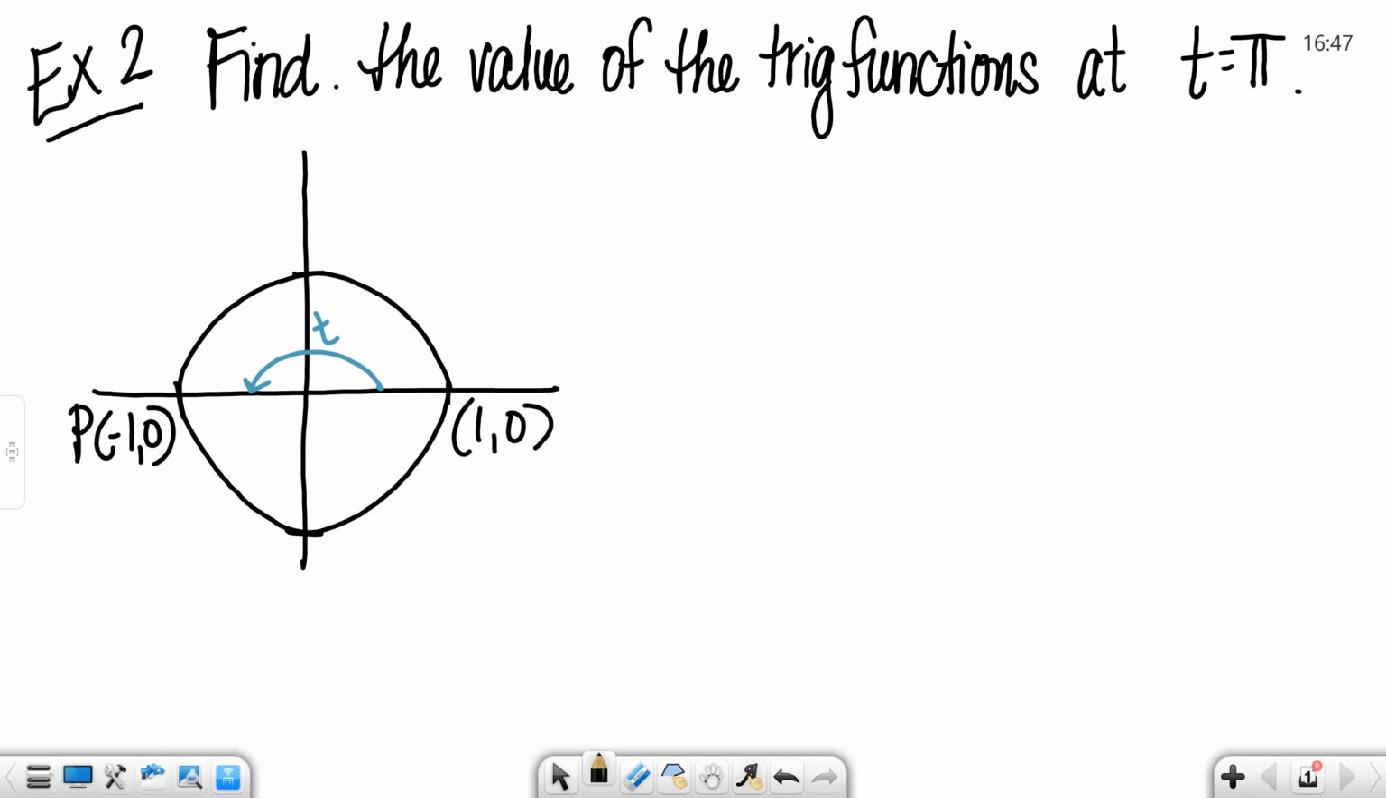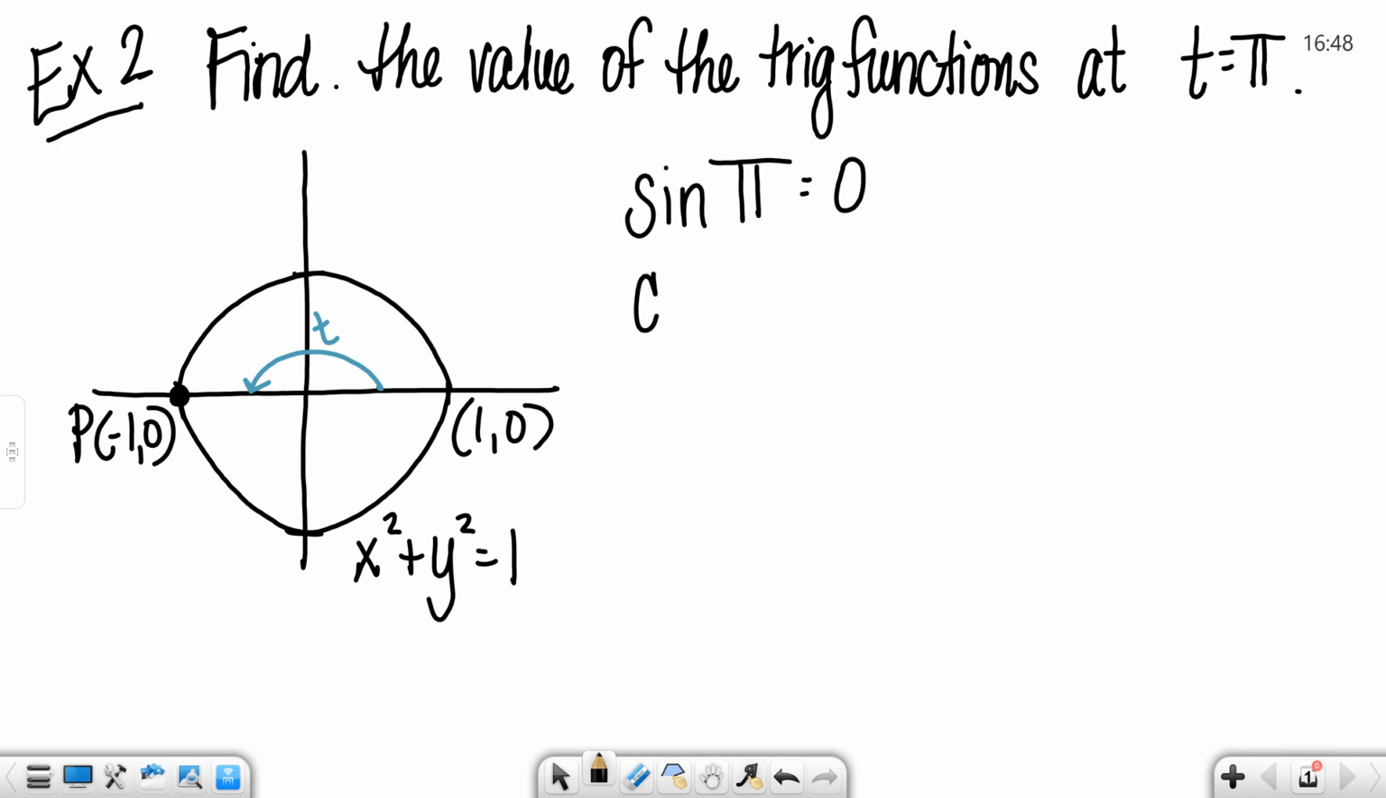Now, I also have this other point labeled 1, 0. These 2 pieces of information just prove to me that this is a unit circle. All right, so we are going to do the sine, cosine, tangent, cosecant, secant, and cotangent of pi. Again, this is not something we're typing in our calculator. We're using the unit circle to help us out. So the sine of pi is the y value of that ordered pair P. So the y value is 0. The cosine of pi is the x value of that ordered pair P, which is -1.